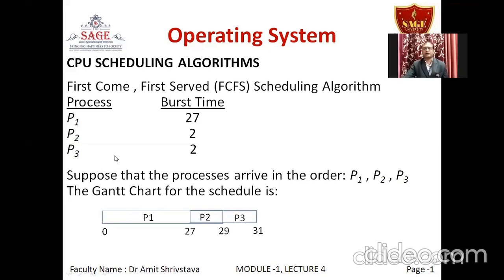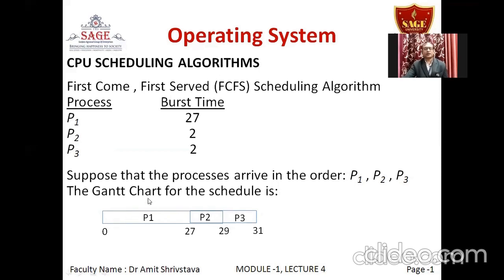For execution of these processes, we will allot the CPU on a first come, first serve basis. P1 has arrived first, so we will allot the CPU to process P1 first. Because its burst time is 27, the CPU will be allotted to P1 from 0 to 27. After 27 unit time intervals, process P2 will be allotted the CPU. It requires 2 unit time intervals, so from 27 to 29, P2 will complete its execution. And after 29, we will allot the CPU to the P3 process. It also requires 2 unit time intervals, so from 29 to 31, process P3 will complete.